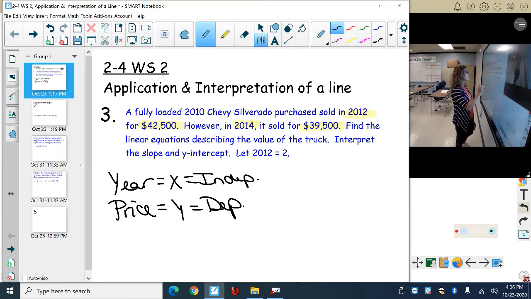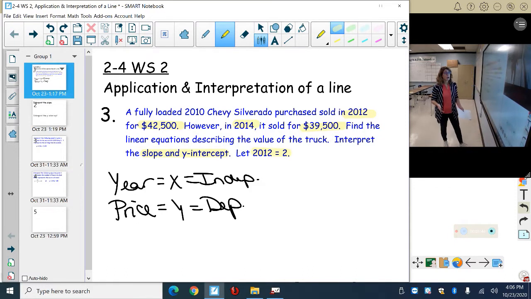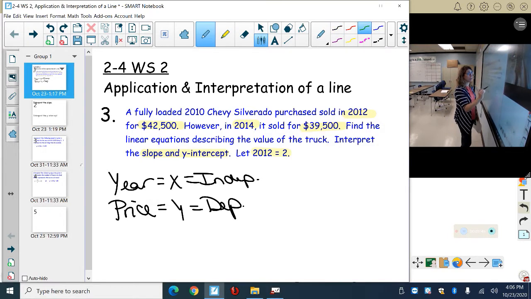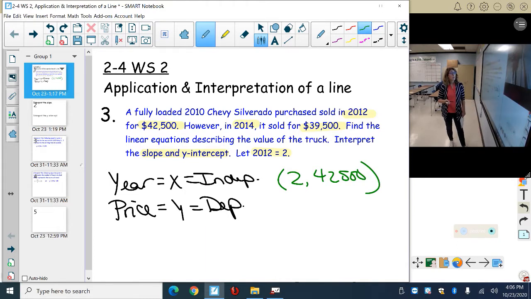Now, this says interpret the slope and the y-intercept. So if I'm interpreting the slope and the y-intercept, I need to understand that 2012 is going to be 2. So basically, I need to come up with some ordered pairs out of this information. So the first ordered pair that I'm going to come up with is going to be 2012 being 2. So that's my year, 2, and I want to know in 2012 how much I sold it for. 42,500 is how much I sold it for, or bought it for, sorry.